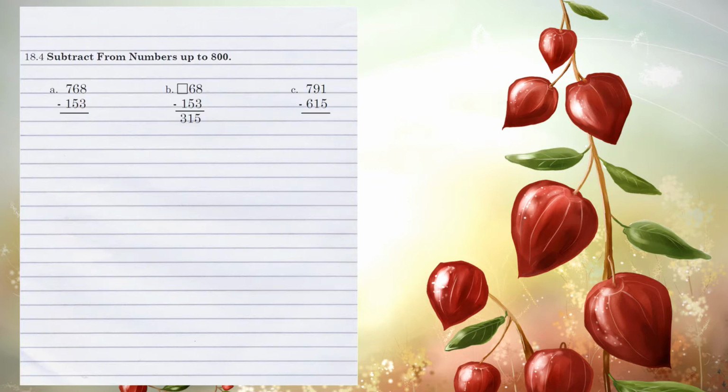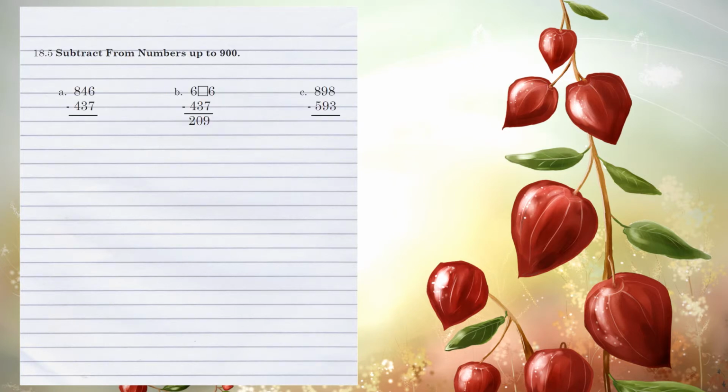Unit 18.4, subtract from numbers up to 800. Example B. Let's start with the ones just to check. 8 minus 3 is 5. 6 minus 5 is 1. So what would we have to subtract 1 from to equal 3? Our missing number is 4.